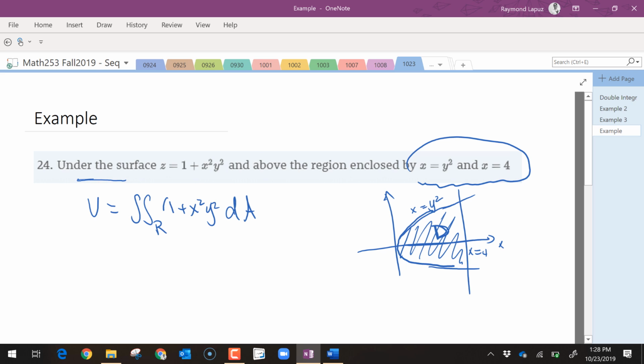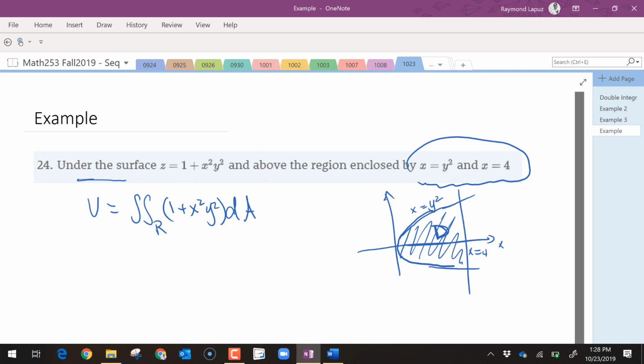So dA is what we generally use when we're not ready to figure out what we're going to integrate with respect to first. So just to set up the problem, I say dA because I haven't decided if I'm going to do dx dy or dy dx. Now let's decide. Given the shape of the graph, what do you think we should do? With respect to x first or y first?